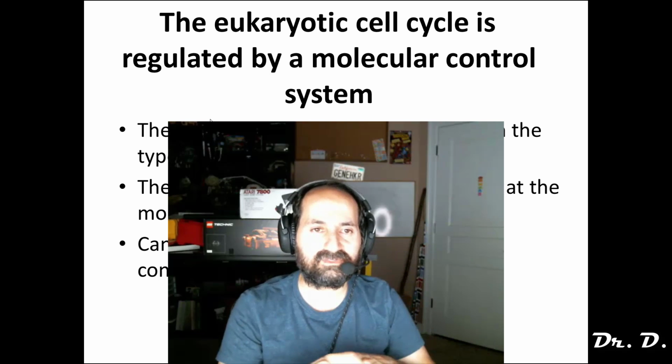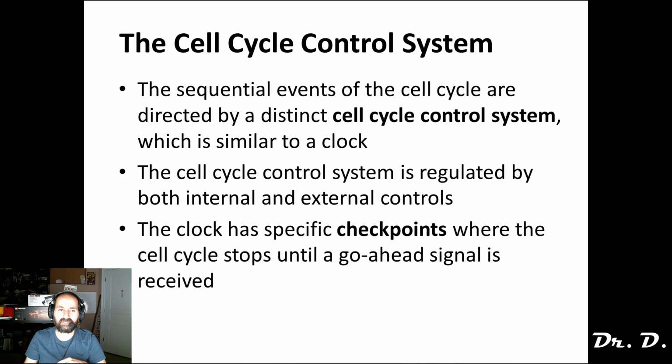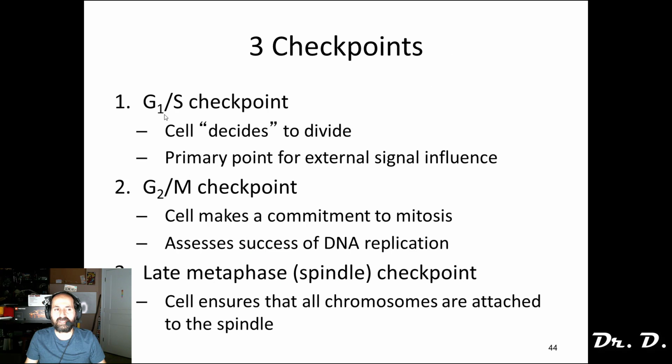Well, it's all part of the cell cycle control system. So how does this cell cycle control system work? It works based on various checkpoints. It's like a clock, which has checkpoints, and these checkpoints tell the cell cycle to stop dividing until a go-ahead signal is received. There are three major checkpoints that you need to know about.